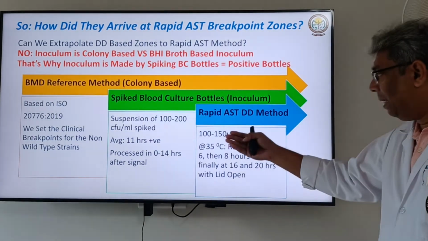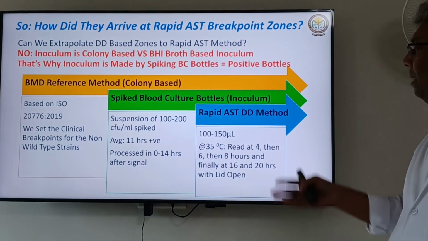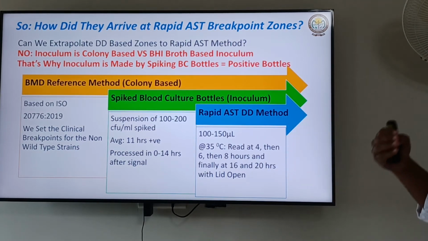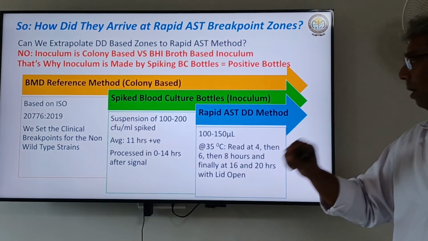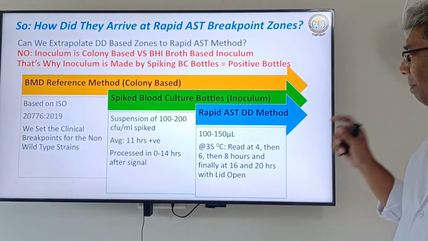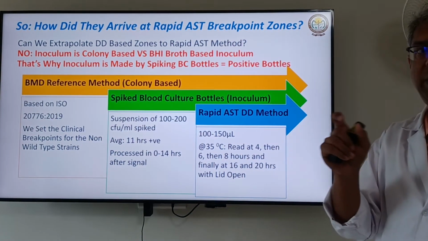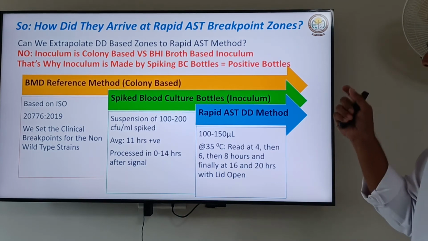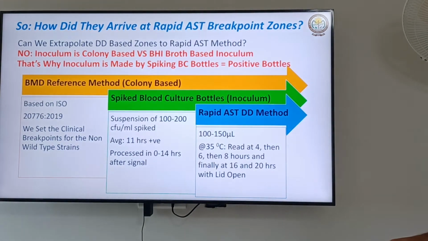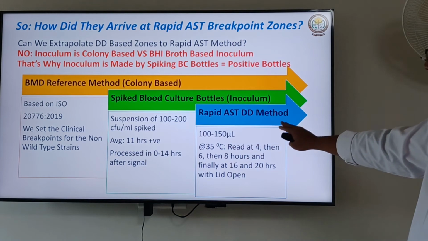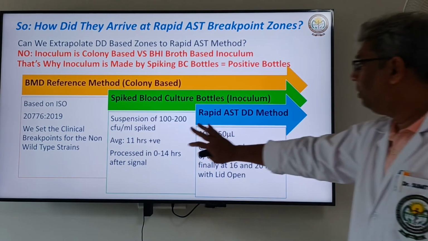And before that, in the pre-analytical step, they have done multiple studies showing that after the signal comes positive, within this time the bottle remains in the range of around 0.5 to 0.6 McFarland turbidity standard, and does not increase after that. Then after that they developed the rapid AST disk diffusion protocol. Now they use this as the inoculum.